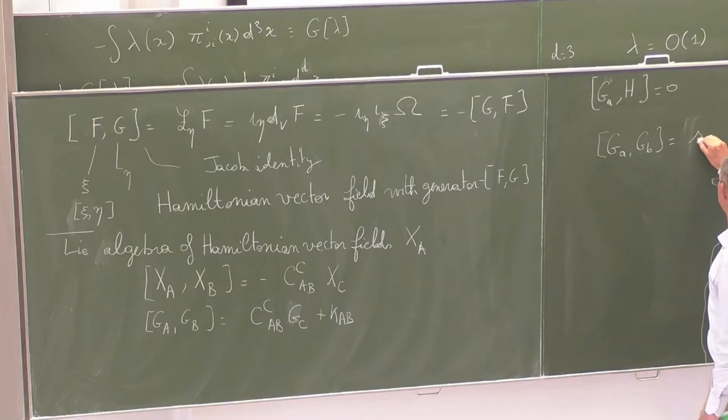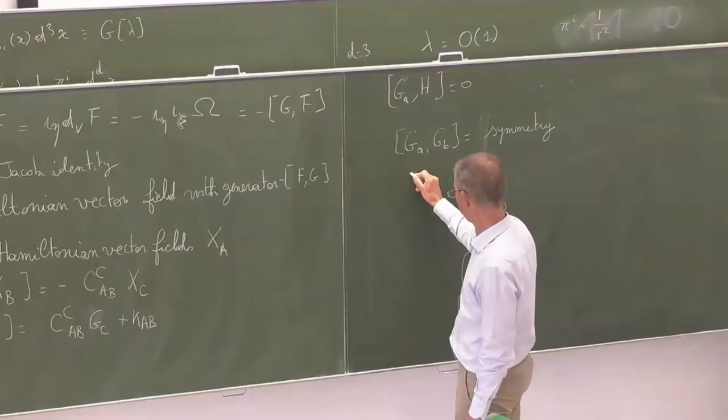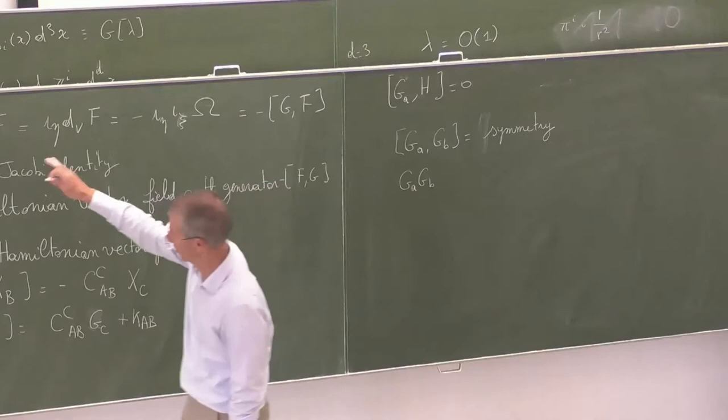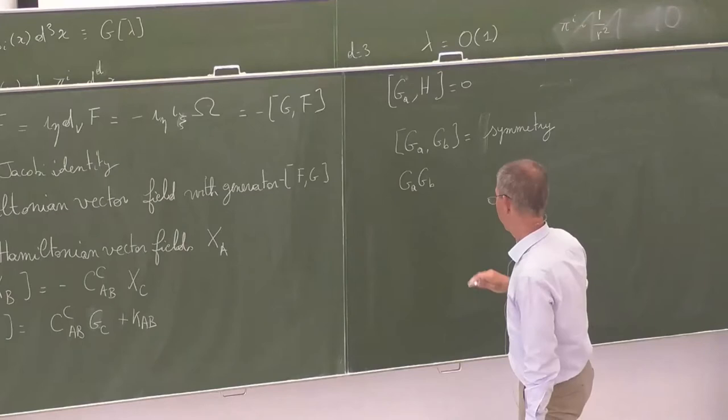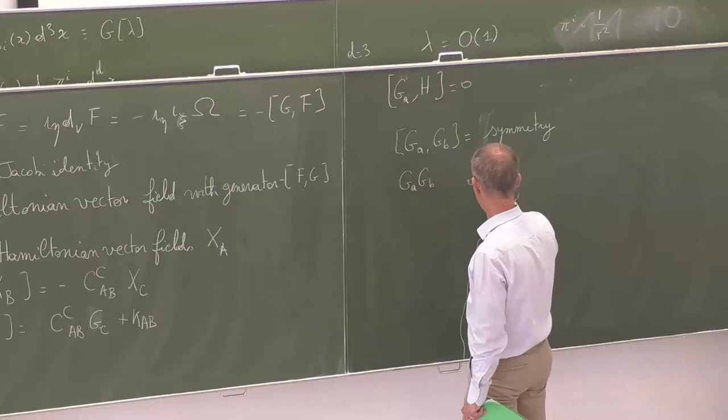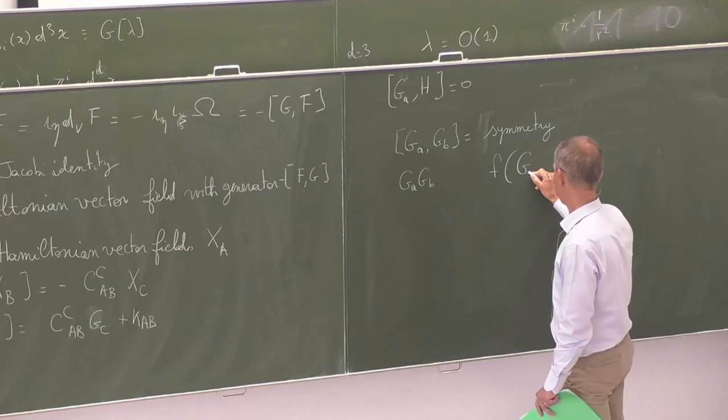But also, if I take the product of two symmetries, well, I didn't check it here, but you can show that the standard derivation properties of the Poisson brackets of functions are fulfilled. So more generally, a polynomial or even a function of the constants of the motion is a constant of the motion.